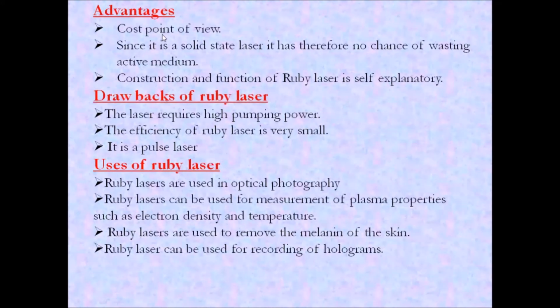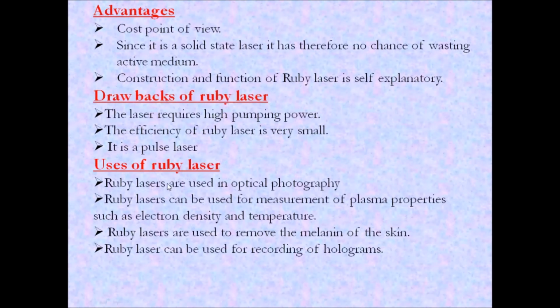If we see the advantages of ruby laser, we will find that it is cost effective, and since it is a solid state laser, there is no chance of wasting the active medium, and the construction and function of ruby laser is self-explanatory. It also has some drawbacks, and these are: the laser requires high pumping power, the efficiency of ruby laser is very small, and it is a pulse laser. What is a pulse laser? Those kinds of lasers which emit laser light as pulses.